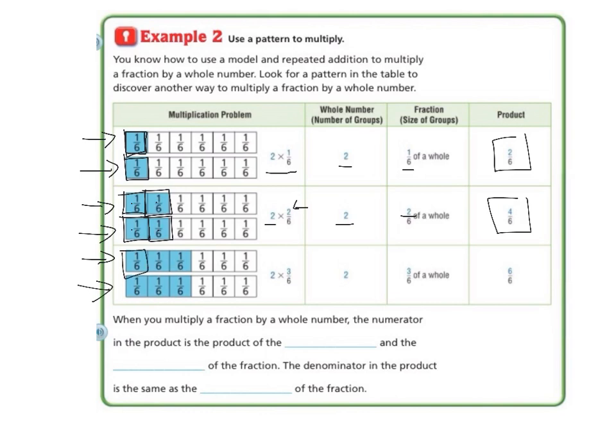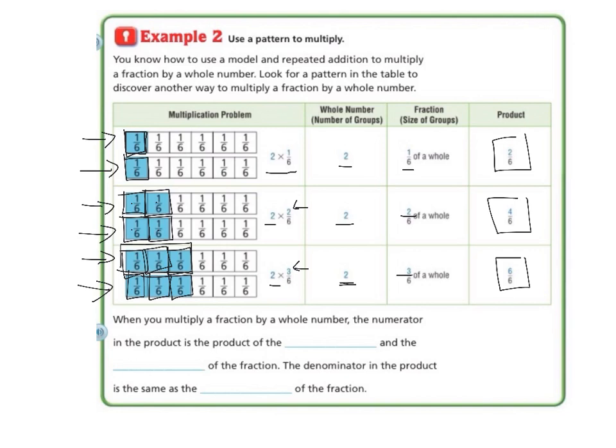All right, and our last model, oh look, we still have 2 whole bars, 2 models, but there are 1, 2, 3, 4, 5, 6 total colored in, and there are 3 in each. So there are 2 whole groups, and in each whole group, 3 of them are colored in. And if we look, 2 times 3 is 6, 6/6, which is a whole. So even though they are in 2 separate bars, we know that 6/6 equals a whole.